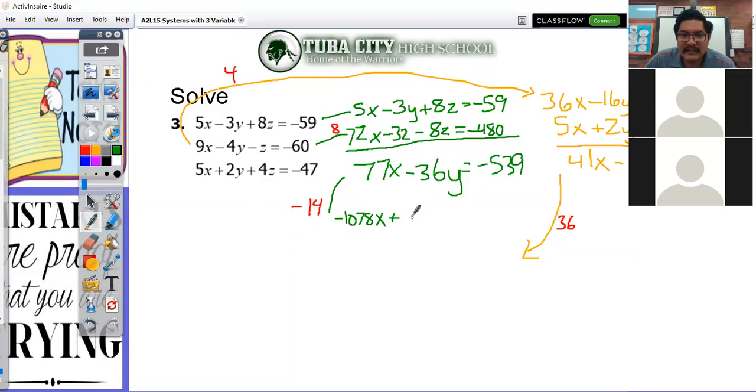36 times 14 is 504y. And let's see, 539 times 14, 7,546. Now I got to multiply all of these things by 36. So 36 times 41. That's going to be 1,476x.